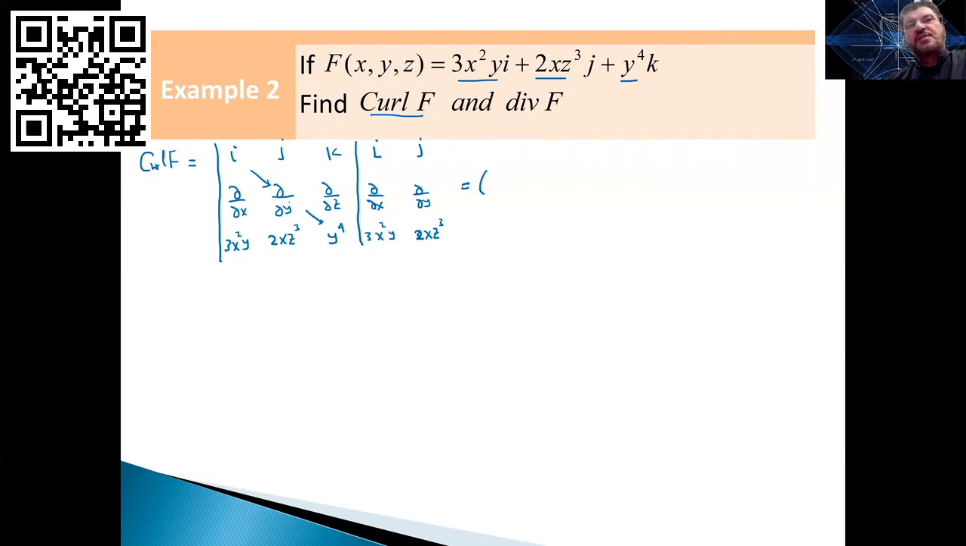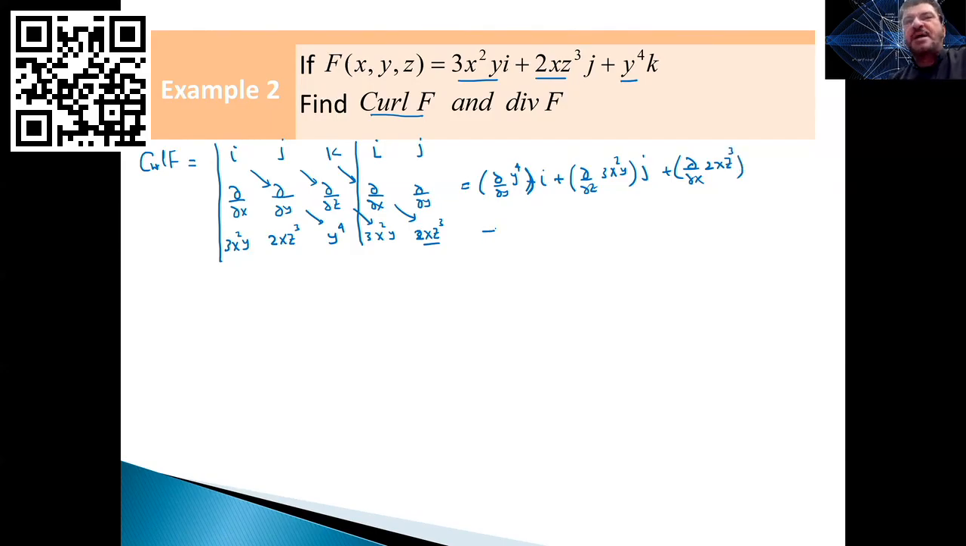Okay, let's start. The derivative, so it's d over dy of what? Of y to the 4. This is what you get here. All of this is i. Plus, now go this way. It's d over dz of 3x squared y, j. Plus the partial derivative with respect to x of what now? Of 2xz cubed.